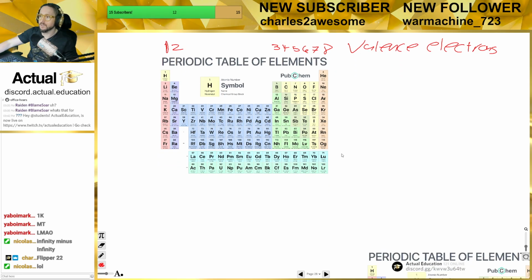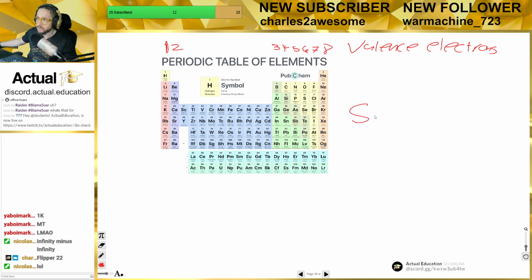So let's look, for instance, at salt. Do you guys know what table salt is? Do you know what the compound for that is? It's NaCl, Na plus Cl. Cool. How many valence electrons does the sodium have on it? One. Cool. So you can draw one electron here.